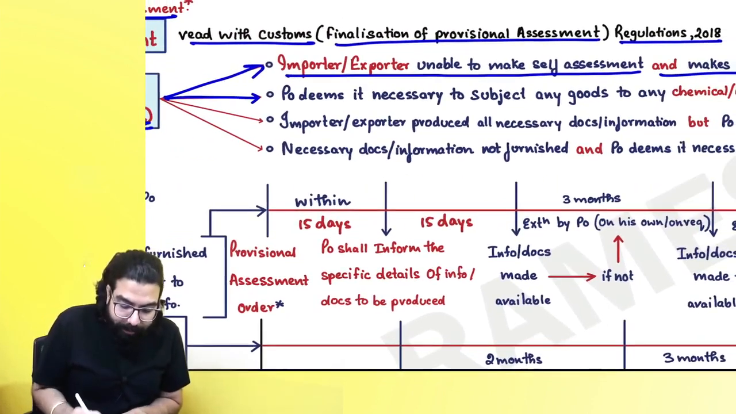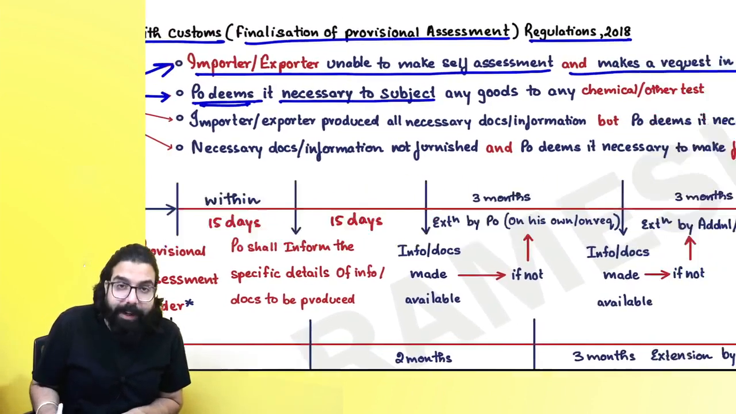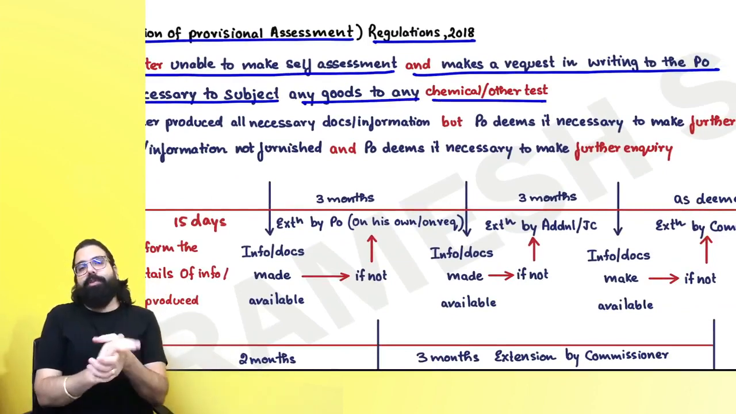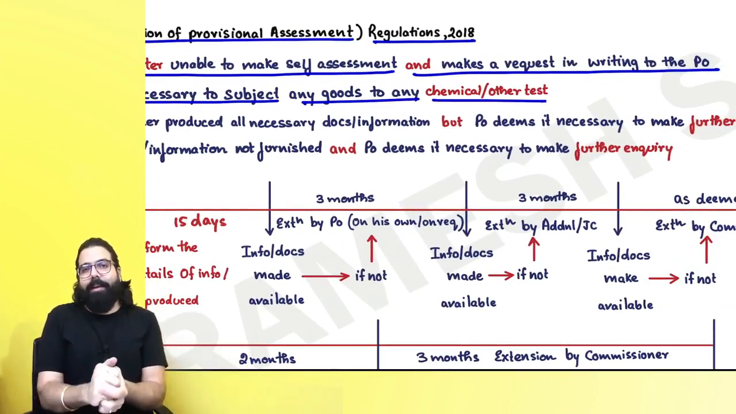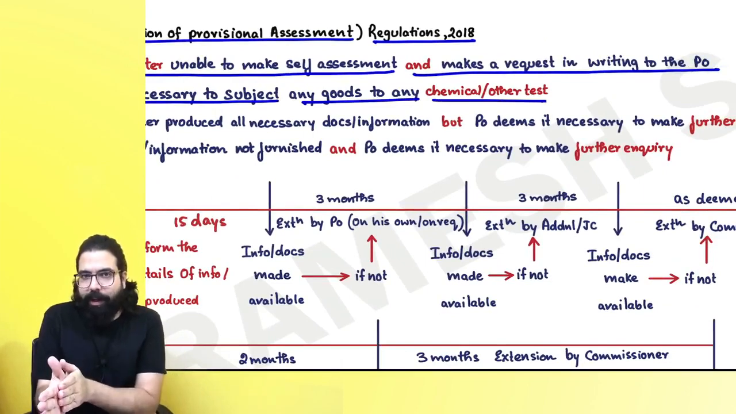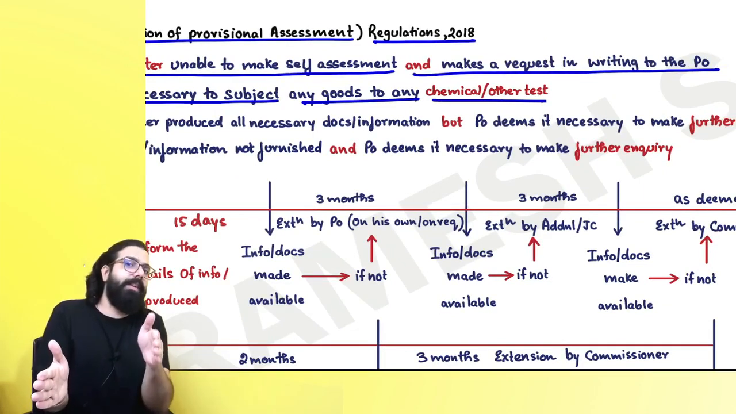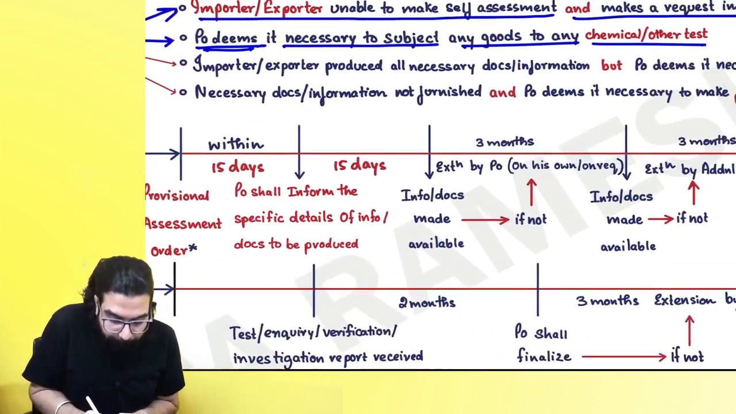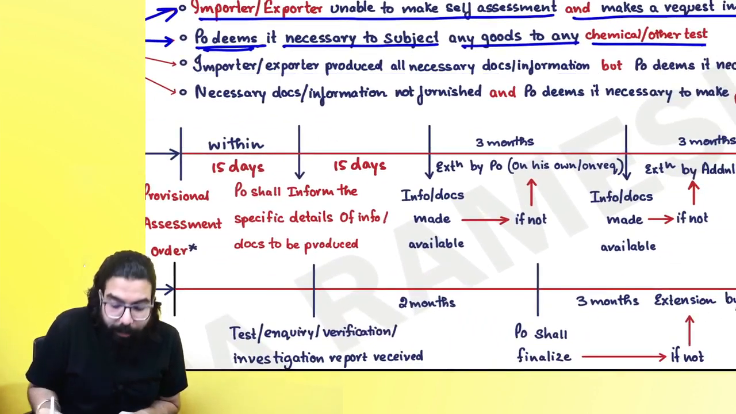It goes ahead and says, if the proper officer deems it necessary to subject any goods to any chemical test, then the proper officer will go ahead and tell you, "I want to do chemical testing, other testing." Then for the time being, provisionally, he will assess the duty and tell you, okay, once the chemical test report comes, then the final assessment will be done. Okay sir.